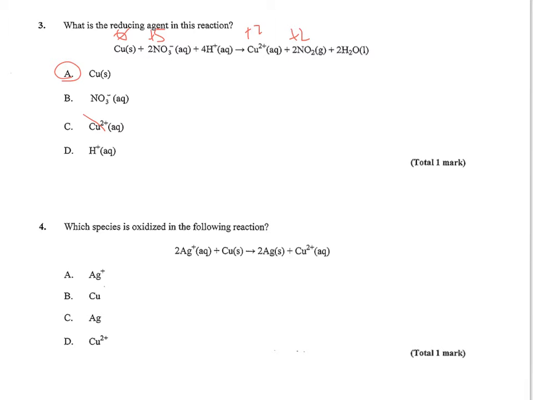Number 4, which species is oxidized in the following reaction? So I've got silver going from +1 to 0. At the same time, I have copper going from 0 to +2. So the species being oxidized is the one that loses electrons, so that would be the copper, and not the copper ion, but the copper metal, the one that started on the reactant side.